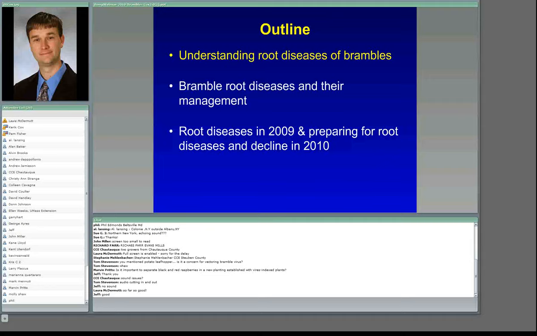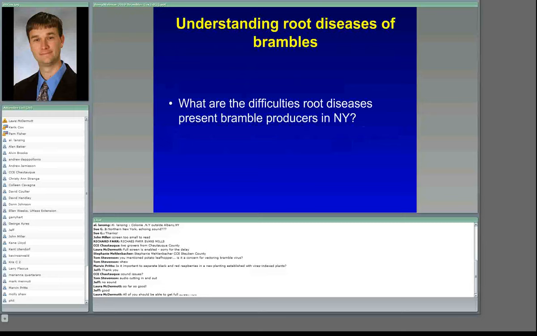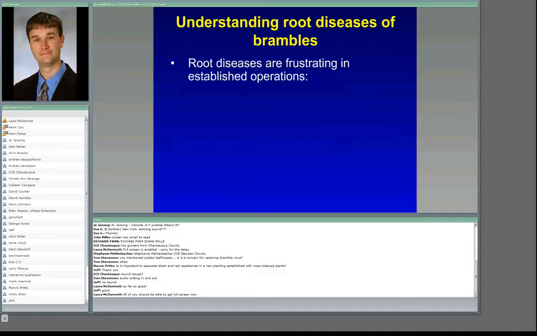So, the first question in this section is, what are the difficulties root diseases present bramble producers in New York? Let's look at this. Sometimes they can be very frustrating in established operations. The reason why is that the most effective management practices are preventative. They occur prior to planting. So if you're getting them in your already established planting, this becomes a very big headache for producers and even us extension people.